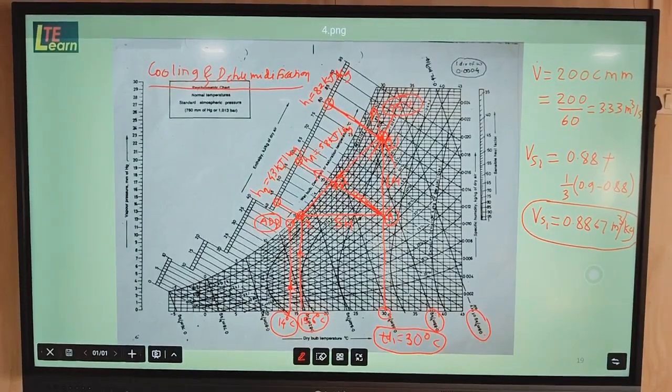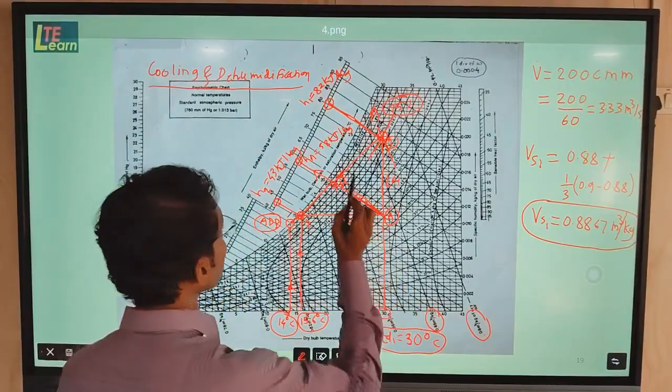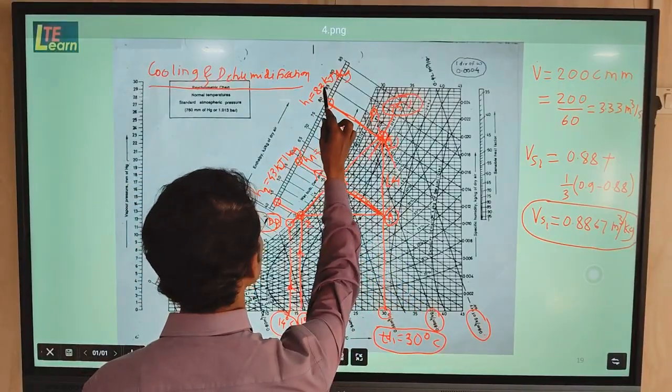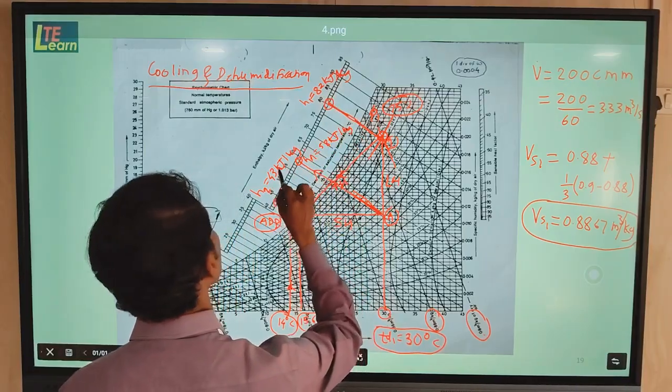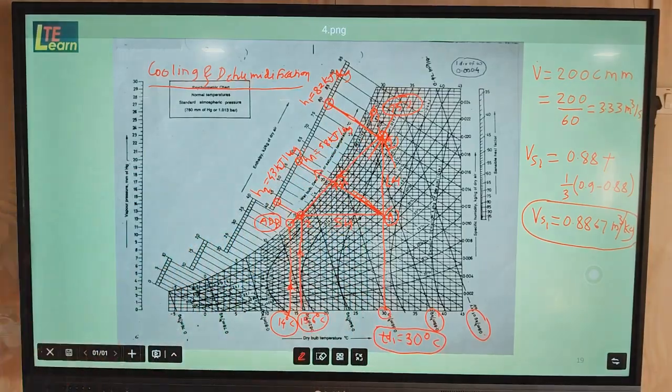This specific volume we will use in the calculation of mass flow rate. Now in the calculation we will use the enthalpy H1, that is 82 kilojoule per kg, and this 43 kilojoule per kg.